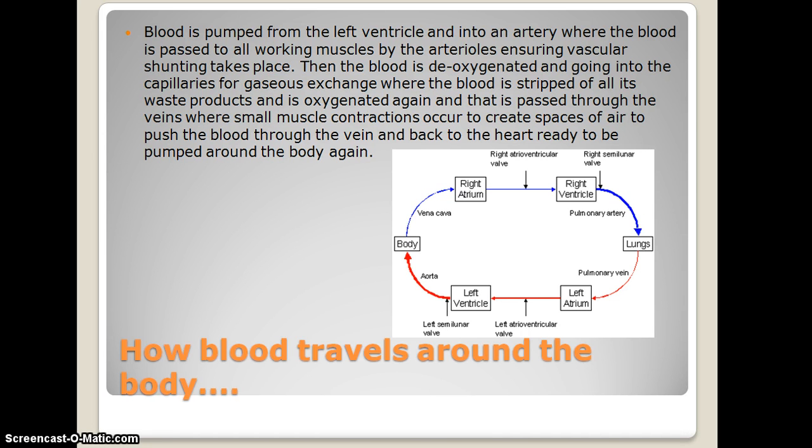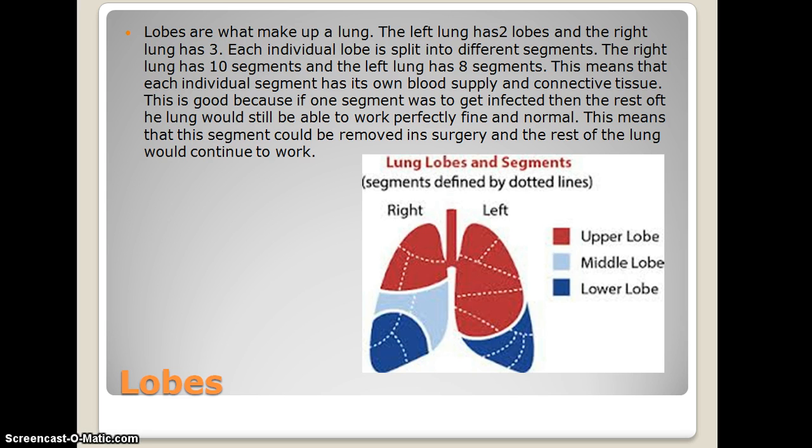Lungs and lobes. Lobes are what make up a lung. Obviously, there are two sides to the lung. The left lung has two lobes, and the right lung has three lobes. Each individual lobe is split into different segments. The right lung has 10 segments, and the left lung has 8 segments. This means that each individual segment carries its own blood supply and connective tissue.